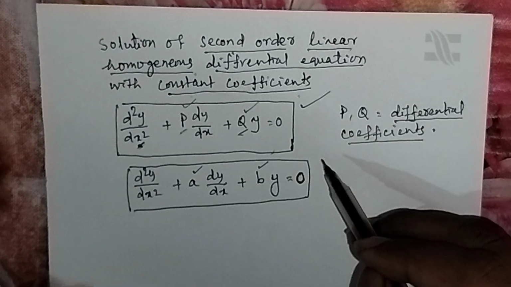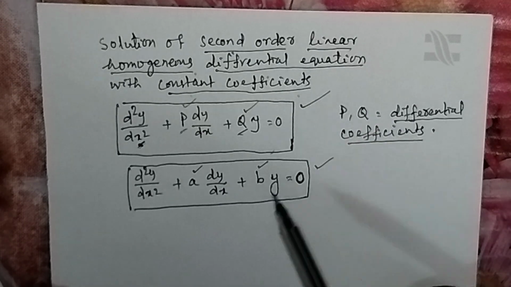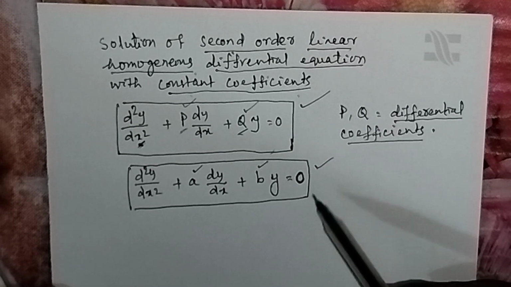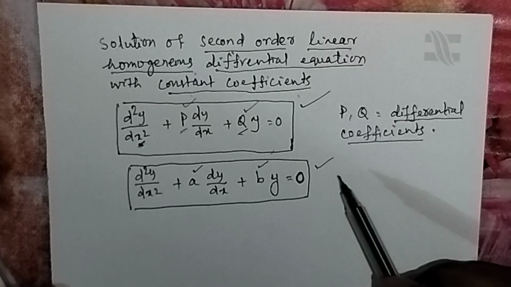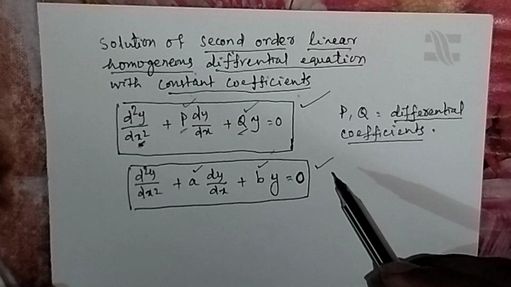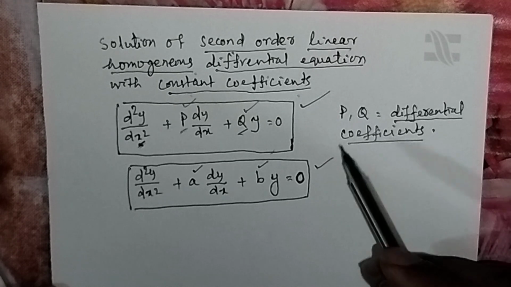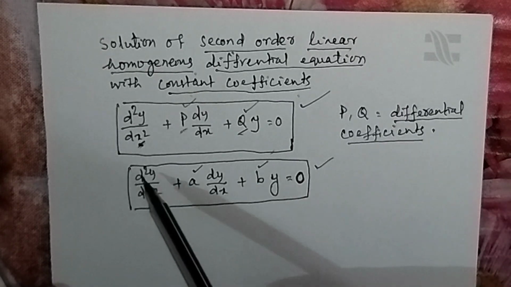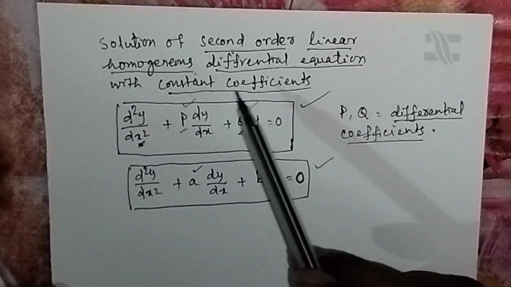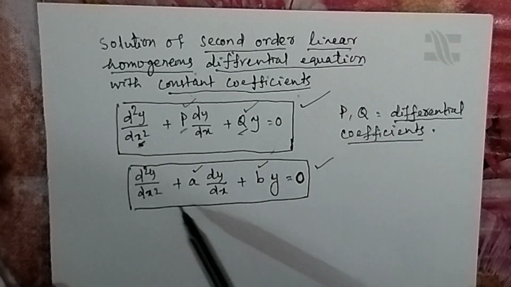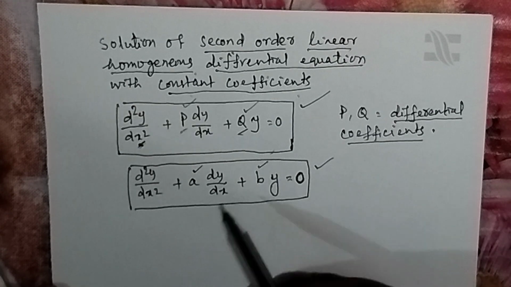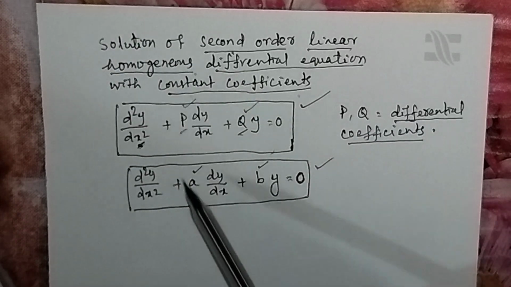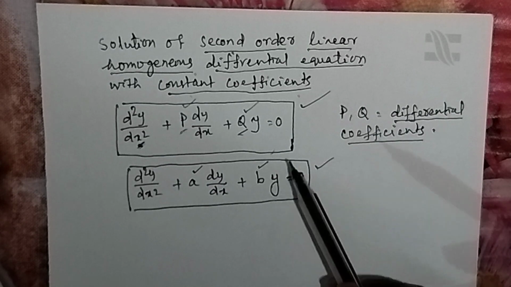Why do we study this differential equation? Because this type of differential equation is very useful in mechanical vibration and electrical vibration. When you study different wave equations in mechanical vibration and electrical vibration in physics, the equation of the wave will be like this, that is the second order linear homogeneous differential equation with constant coefficients. So this is very useful in physics. In this video we will find the solution of this second order differential equation.